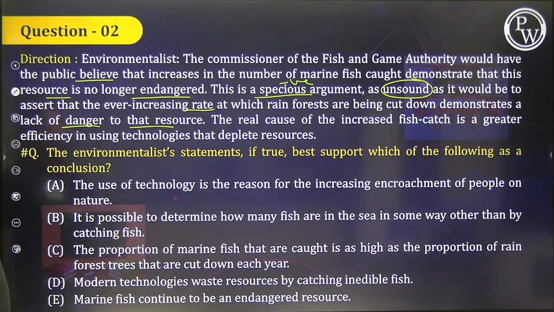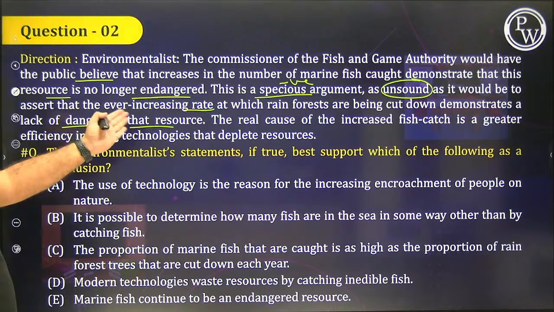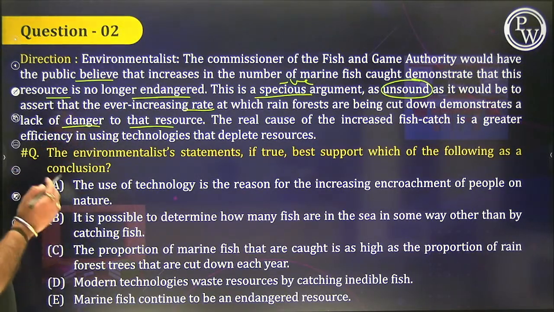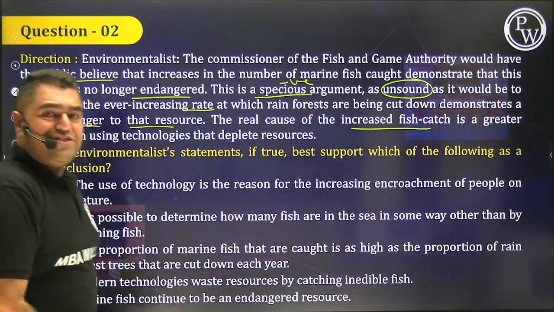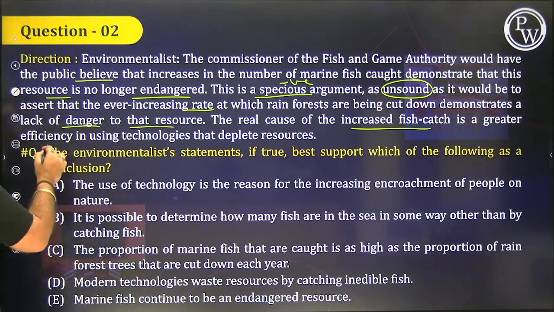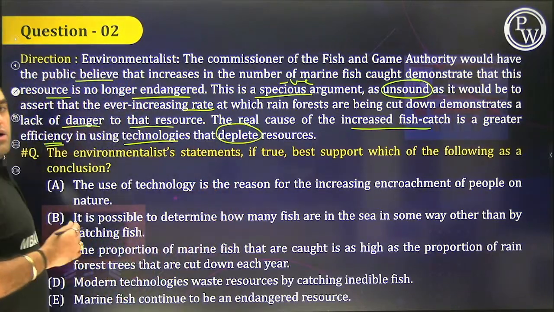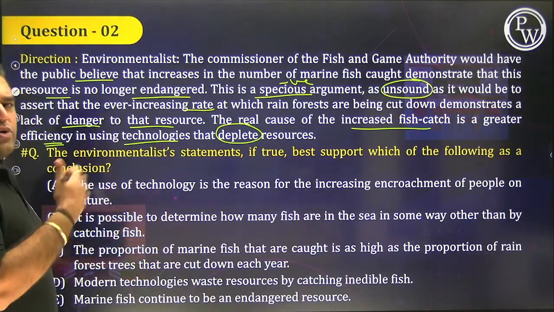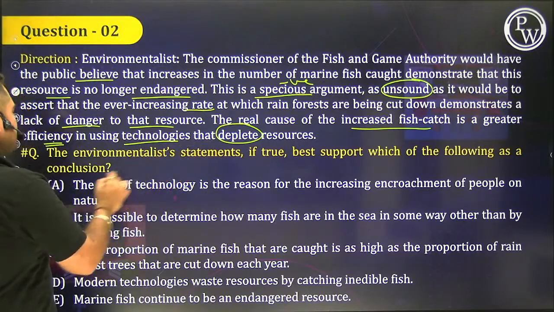So people, now 100% the argument is stupid because they are saying that so many forests are cut down, so it could be. So the real cause of the increased fish catch, because the point is too many fish are being caught, so he is saying that they are no longer endangered, is a greater efficiency in using technologies that deplete resources. So it is not that fish is in abundant supply, but the fact is that technology is so good that we are able to catch it. The environmentalist's statements, if true, best support which of the following?